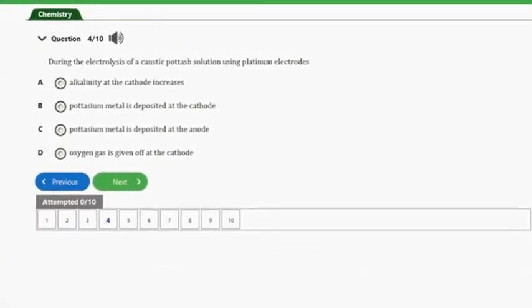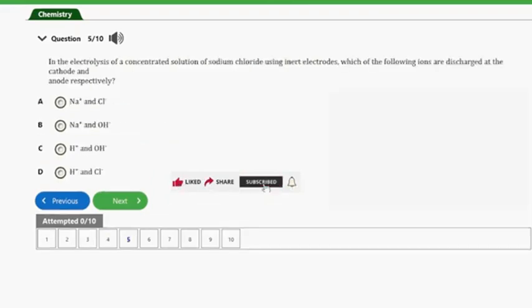The next question we have here is question number 4. It says, during the electrolysis of a caustic potash solution using platinum electrodes, A, alkalinity at the cathode increases. B, potassium metal is deposited at the cathode. C, potassium metal is deposited at the anode. D, oxygen is given off at the cathode. We've answered this question before, and the answer is option A. It says alkalinity at the cathode increases, and already we know why. And let's quickly consider the next question.